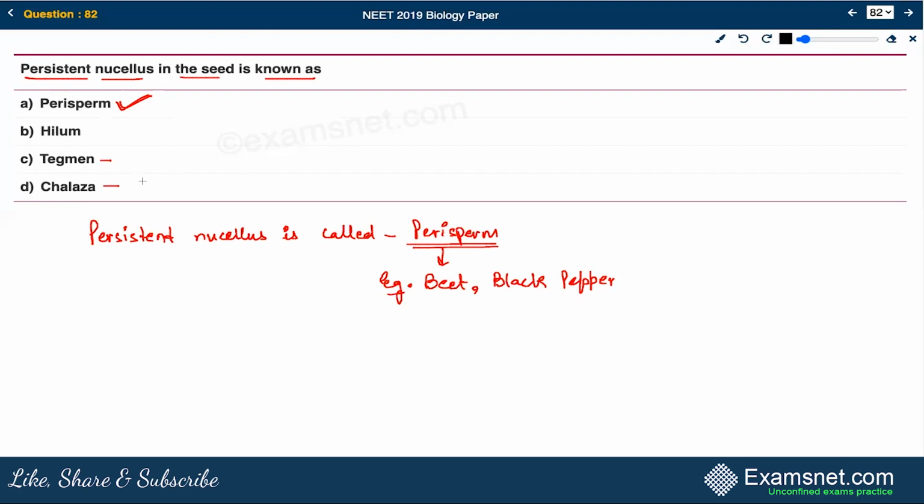Then chalaza is that point. It is basically the basal part of the ovule, chalaza. All right, that has the complete covering of integument. So again, this is not an option. These all three are not the option. So option A is the correct answer.